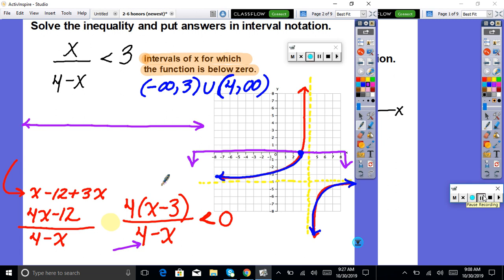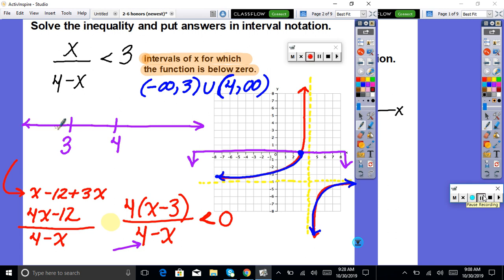So let's go look at here. What are my 2 critical values? Where is my vertical asymptote? 4, so I'm going to put 4 somewhere. Okay, great. And then what is my 0? 3. So I've created now a visual representation of my x-axis right here. All right, so now let's test values.